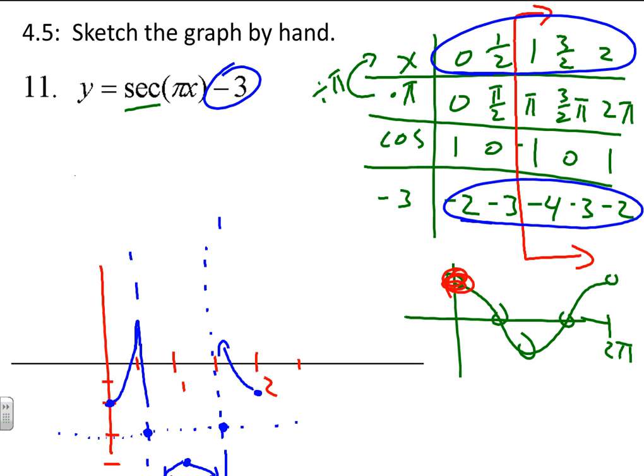I might be tempted to extend this. I know an asymptote's coming. I'd have another point here, so up. I know an asymptote's coming this way. Up into that asymptote. Okay, so apologies for kind of running out of room on the low end here, but I think you get the picture. Okay, we got possibly one more to look at.